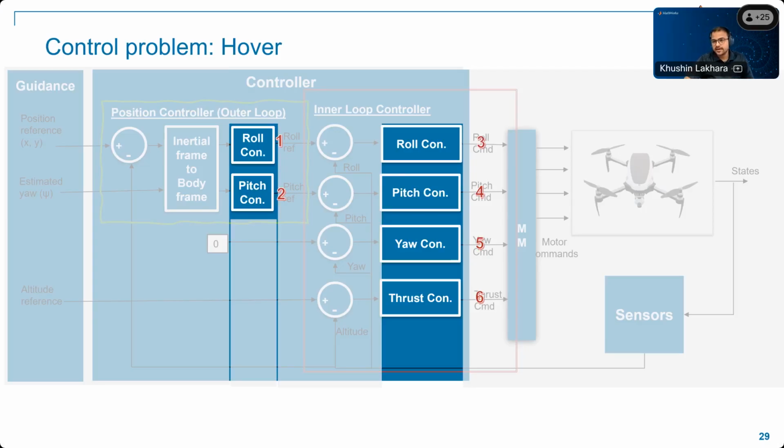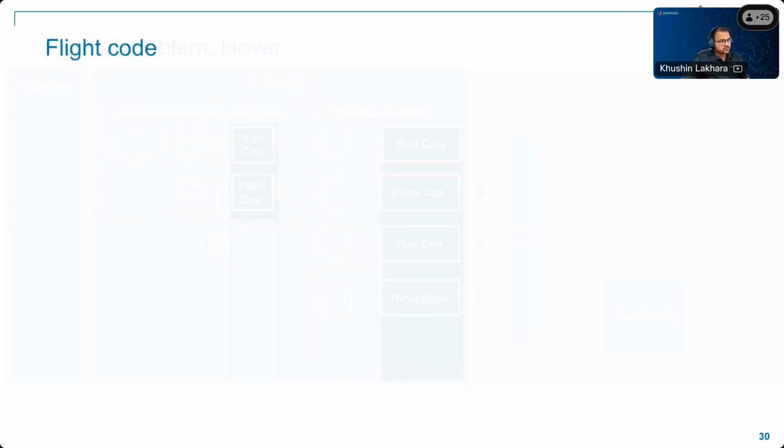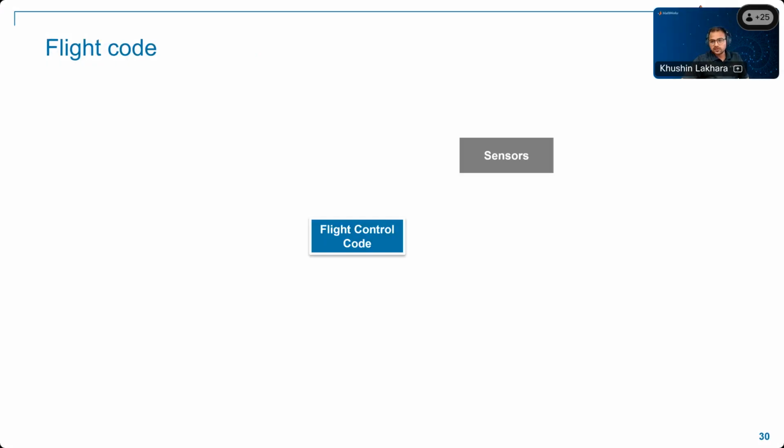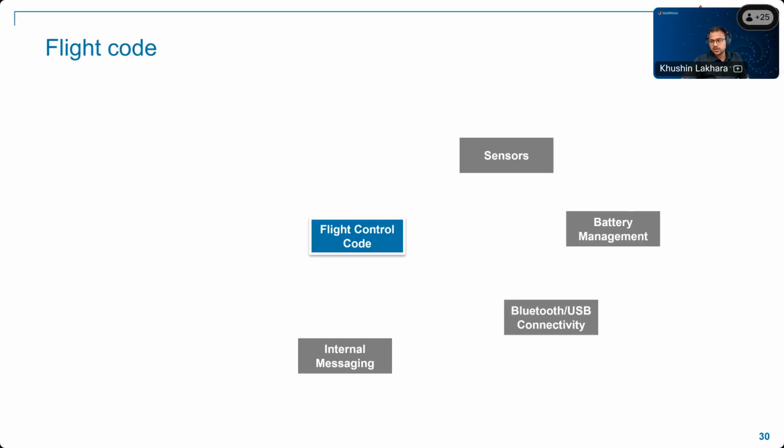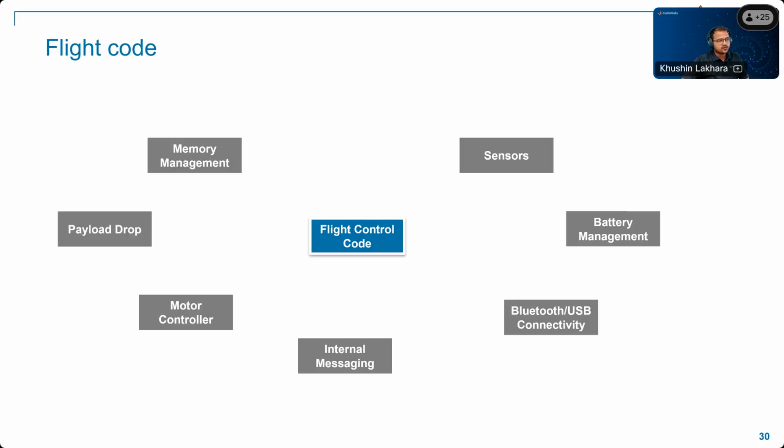Now, as we have learned about the flight control architecture, let's move forward and understand how the flight control architecture that we modeled in Simulink actually gets integrated into your flight controller hardware. So consider your flight control code or your flight computer code as a bigger code which has multiple small subsystems. It has sensors, battery management, Bluetooth USB connectivity, internal messaging, motor controller, payload drop, memory management, and something more. Now the idea is, how do we replace our flight controller model with these?